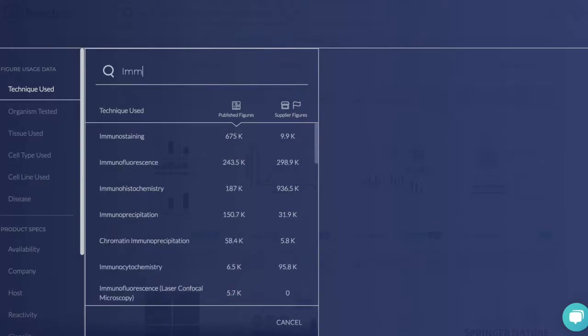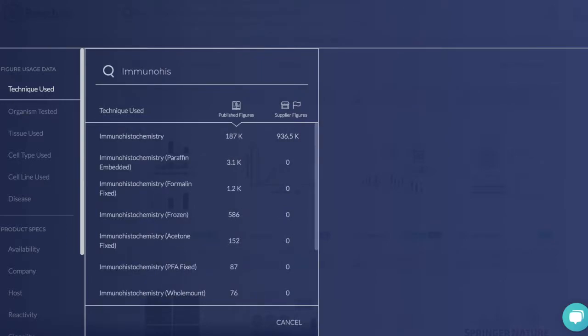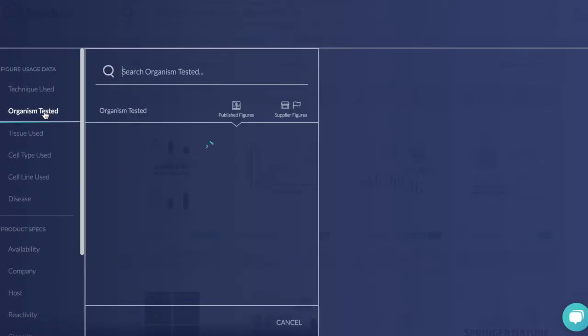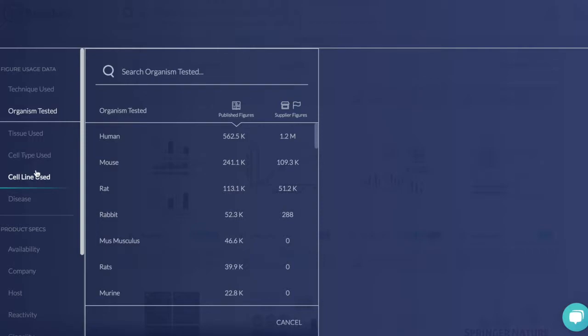If you can't see what you're looking for in a filter, you can always try typing in the first few letters of the word to narrow down the list. You can also filter by organism in which the experiment was conducted in the literature, tissue, cell type, and cell line that was used in the experiment, as well as disease context.